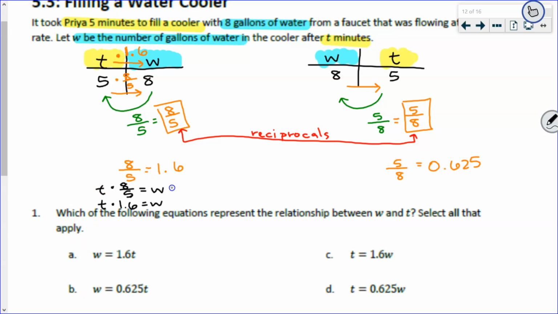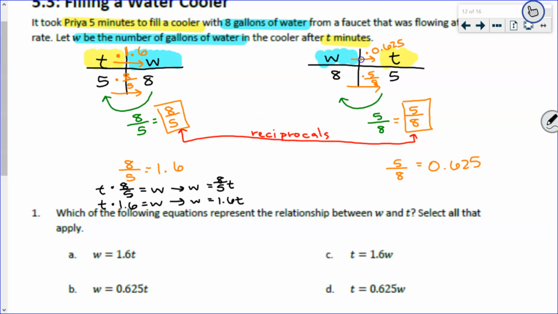And again, we've written these in reverse order as well. So t times 8/5 equals w, we would write as w equals 8/5 t, or w equals 1.6 t. And here, similar thing, how does an 8 change to a 5? Well, it's because we're multiplying by 5/8. Or if we wanted to use that decimal, we multiply by 0.625.